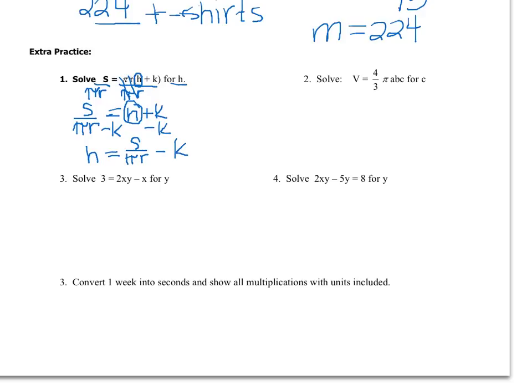For number 2 here, pause the video and try it. Okay, we want to solve for C. That's my goal, to get it alone. Now I've got 4/3. To undo that, I'm going to multiply by the reciprocal. But I've also got pi, A, and B that are all multiplied. So I'm going to undo the pi and the A and the B first. So to undo those, I'm going to divide by pi times A times B.